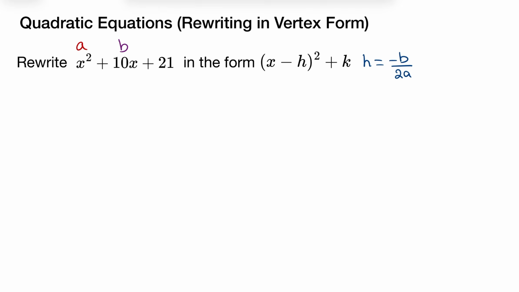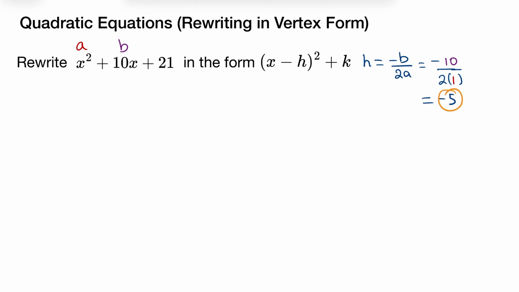Let's fill in our values. A equals 1, B equals 10. Negative B, and we know that B is 10. That's over 2A, so that's 2 times A, which is 1. Negative 10 divided by 2 equals negative 5. Therefore, H equals negative 5. Let's go ahead and circle that to keep track of that.